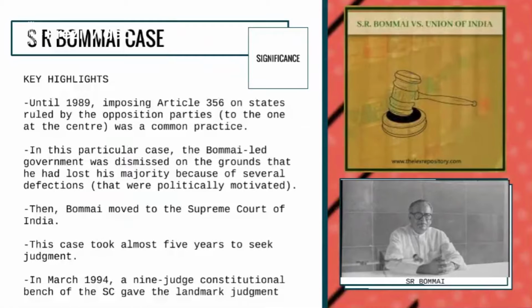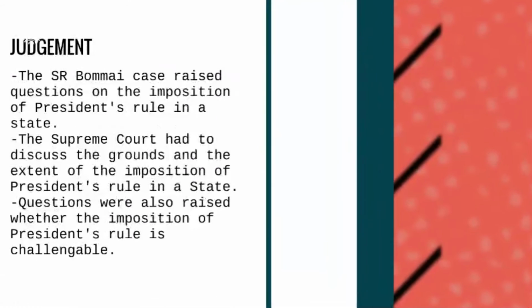The governor's reason for imposing Article 356 in this case was that Bommai had lost his majority because of several defections. But even though Bommai presented the governor with a copy of the resolution passed by the Janata Dal legislature party, the governor denied him any opportunity to prove his majority in the House. Bommai went to the Karnataka High Court against the governor's decision, but his petition was dismissed by the court. Then Bommai moved to the Supreme Court of India and fought a case that went on for almost 5 years. The judgment passed by the 9 judge bench was a landmark judgment because it explicitly stated that the imposition of Article 356 on a state government should not be arbitrary and there should be solid grounds for it.